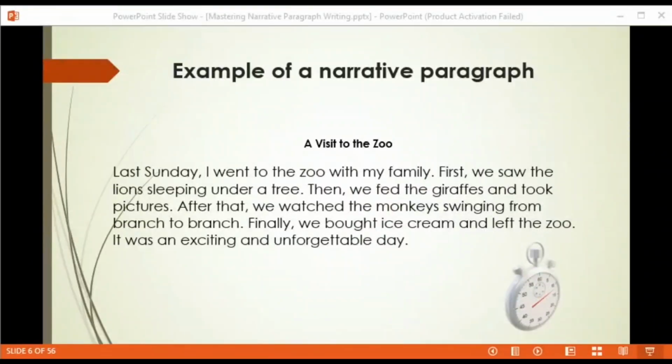So today, a visit to the zoo. Last Sunday, I went to the zoo with my family. First, we saw the lions sleeping under a tree. Then, we fed the giraffes and took pictures. After that, we watched the monkeys swinging from branch to branch. Finally, we bought ice cream and left the zoo. It was an exciting and unforgettable day.